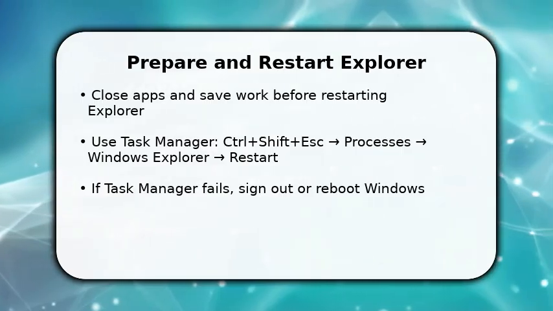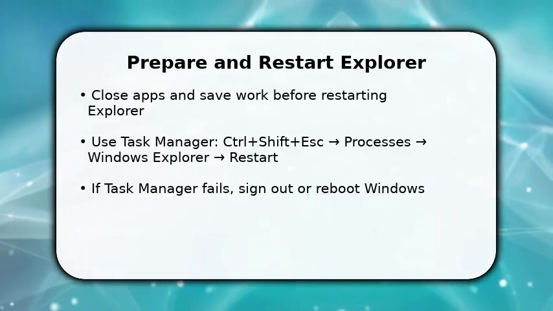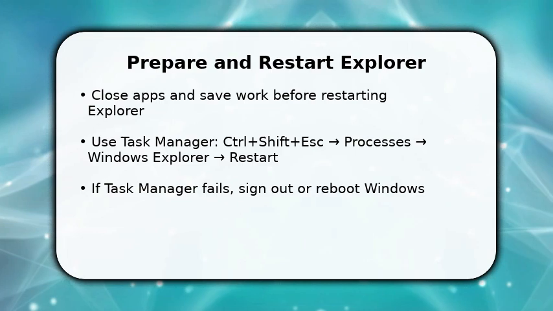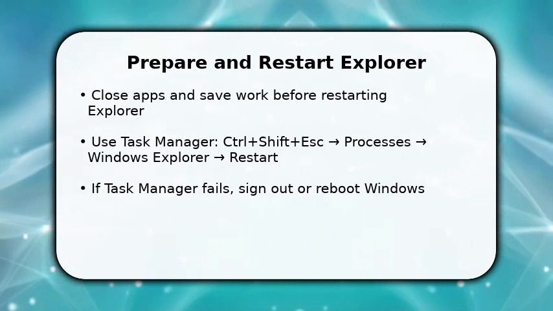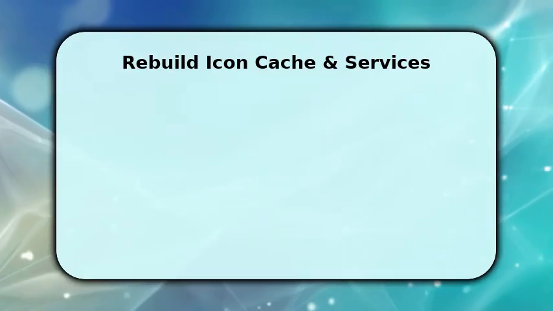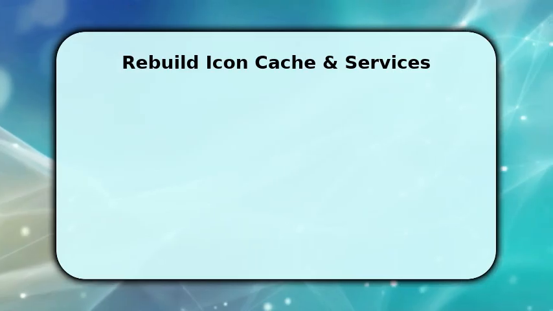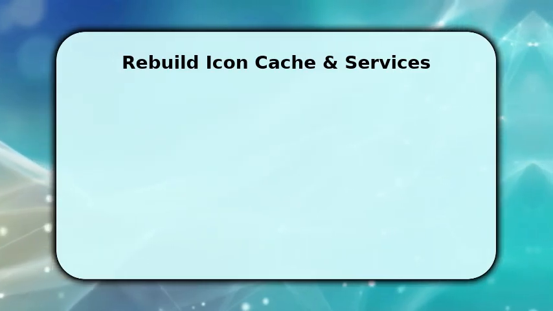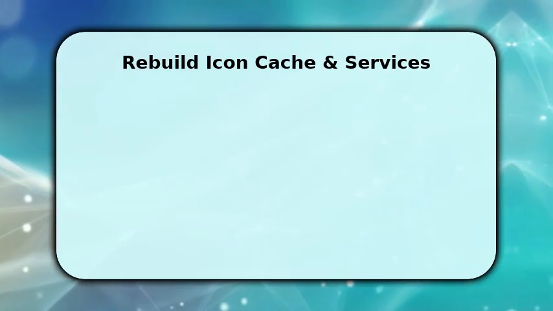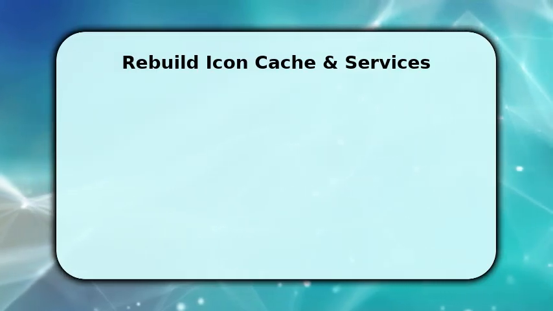If Explorer refuses to restart or icons are still missing, proceed to the next slide for deeper fixes, like rebuilding icon cache and checking services. Next, you'll rebuild the icon cache and verify essential services so Windows can redraw icons correctly. Stop Explorer, delete IconCache.db in %LocalAppData%, then restart Explorer. That forces Windows to recreate icon thumbnails.